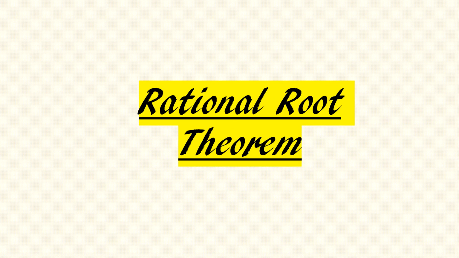For today's video lesson, we will be discussing the rational root theorem. The rational root theorem gives a list of possible rational zeros of a polynomial function. Equivalently, the theorem gives all possible rational roots of a polynomial equation. Not every number in the list will be a zero of the function, but every rational zero of the polynomial function will appear somewhere in the list.